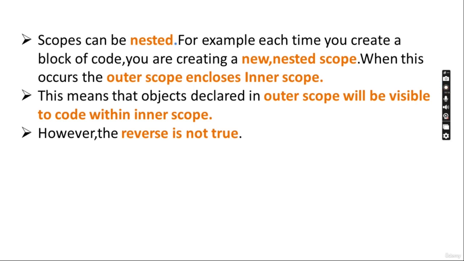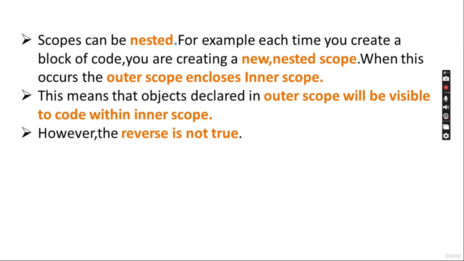Scopes can be nested. For example, each time you create a block of code, you are creating a new nested scope. Nested scope is as such: when you are creating one block of code, inside that you can create another nested block of code. When this occurs, the outer scope encloses the inner scope. So the outer scope will include the inner scope, the inner block of code. This means that objects declared in the outer scope will be visible within the inner scope.